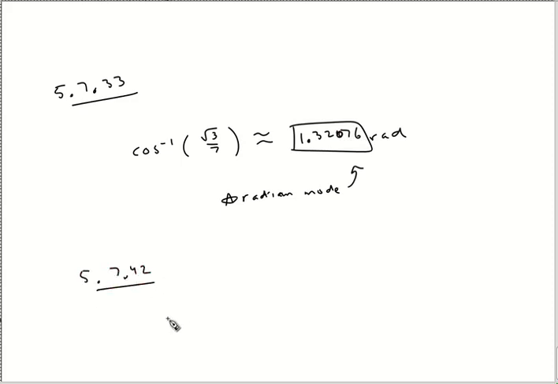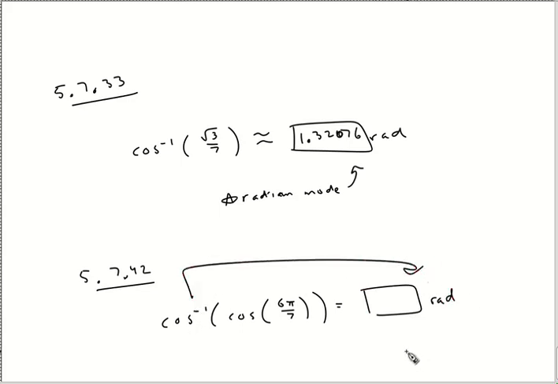Next one, 5.7.42. So this is a funny one here. Arc cosine of the cosine of 6 pi over 7. If you type that in to the calculator, you're actually going to get a weird decimal that they don't want. Now, the answer is still going to be in radians, because the arc cosine is going to be an angle in the end. But do you see the trick to this? I'll wait.